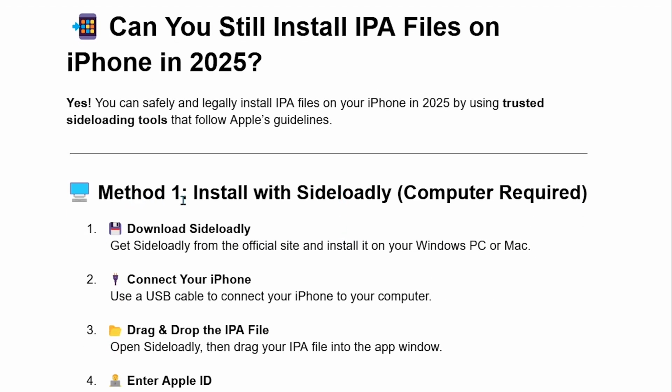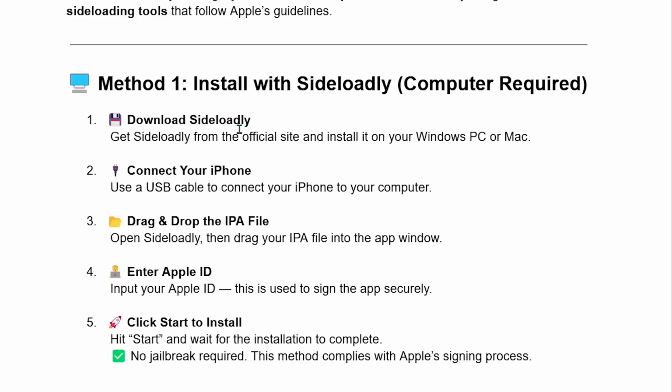The first method would be to install with Sideloadly, which requires a computer. First, you have to download Sideloadly from the official site and install it on your Windows PC or Mac. Next, you have to connect your iPhone. Use a USB cable to connect your iPhone to your computer.